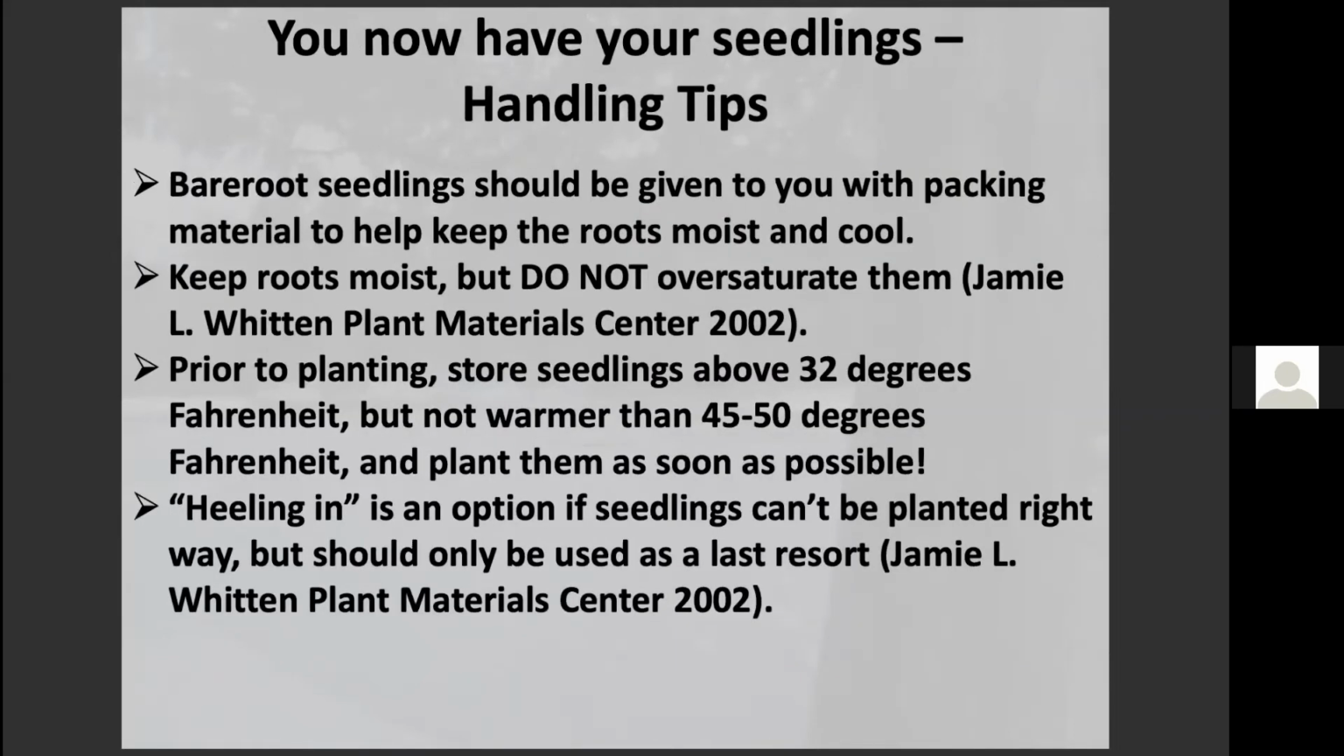So, handling tips, real quick. These are important things. We at the Conservation District are really mindful of these things when we hand seedlings off to you, and the nurseries we purchase from are also mindful of these things. When you get your bareroot seedlings, they should come with packing material. We wrap our seedlings in nursery paper, and we pack them with either wet shredded paper or sphagnum moss, also wet. We keep the roots moist, but we don't oversaturate them.